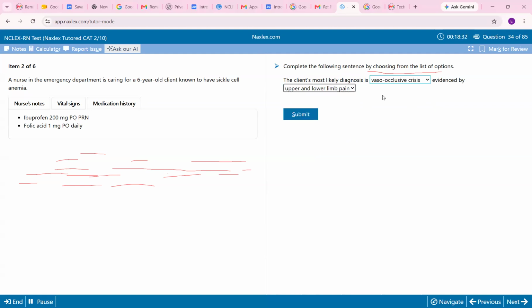So all the symptoms are because the client is having what? Sudden onset of symptoms, hypoxia. That means something is interrupting the blood flow because of an occlusion in the blood vessel. The sickled RBC is blocking the blood flow. So there may be a vaso-occlusive crisis, evidenced by upper and lower limb pain. That is your analysis. Anbu, are you agreeing with Veena Chechi, or do you have any other option? I agree, same only. Okay, so we can submit it.